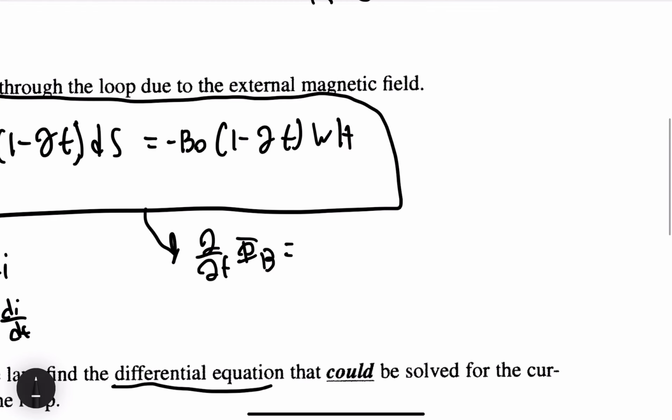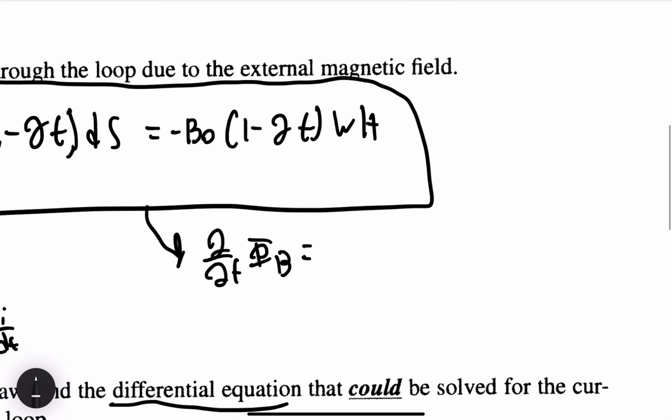So that would be the partial of negative, or if I distribute it again, I would get a bunch of numbers minus a bunch of numbers times negative gamma t. So the negatives will cancel, and now I'll just be left with gamma. So B naught gamma WH.